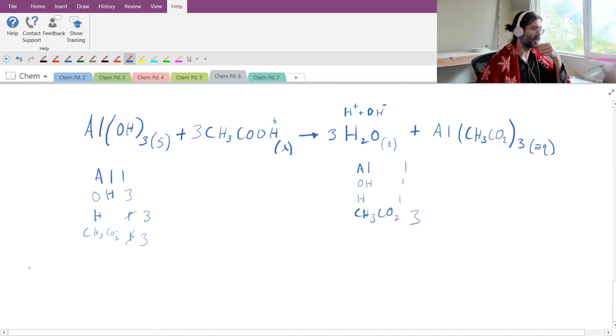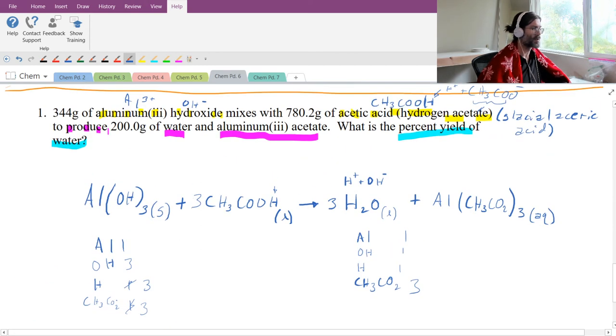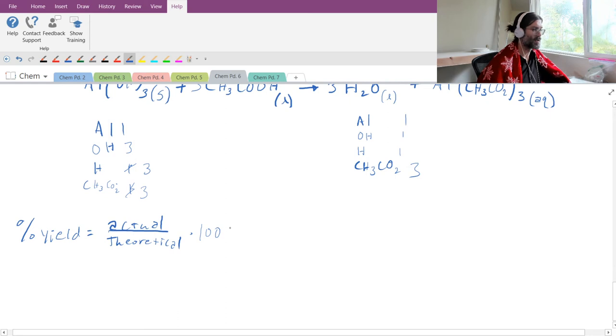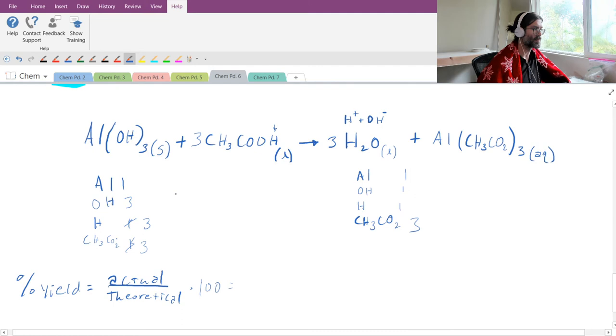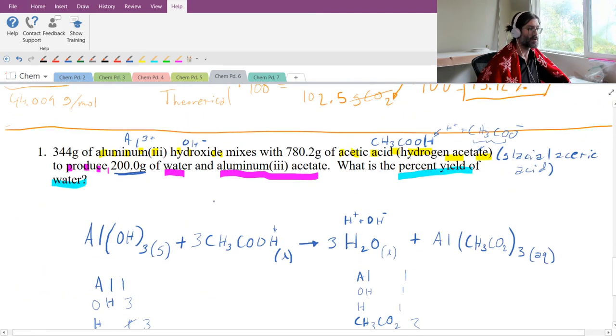So remember that percent yield is the observed yield, or the actual yield, over the theoretical yield, and then, you know, times 100. So we know the actual yield. 200 grams of water is the actual yield. We actually get 200 grams of water. We want to find out, we need to know our theoretical yield.